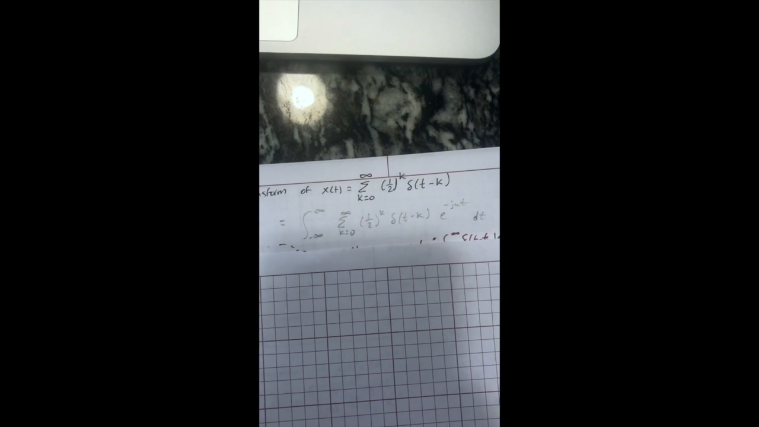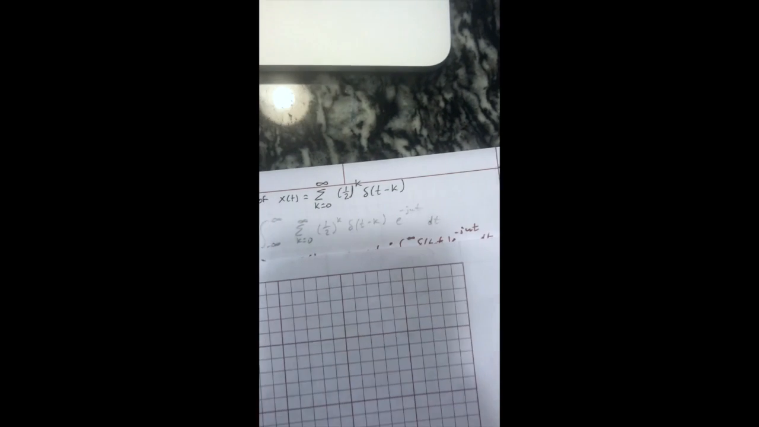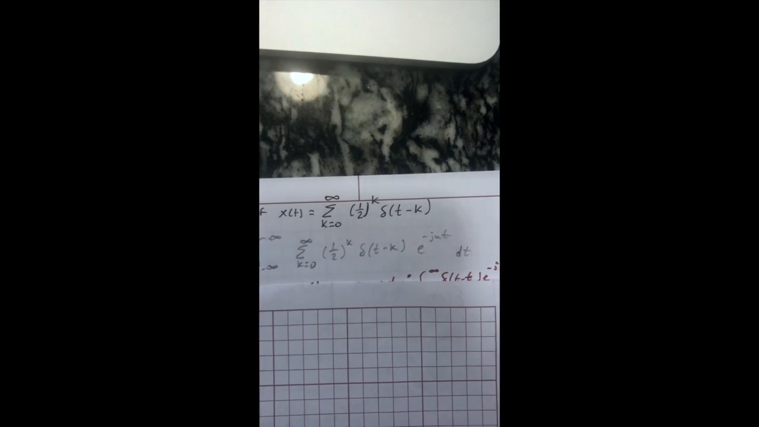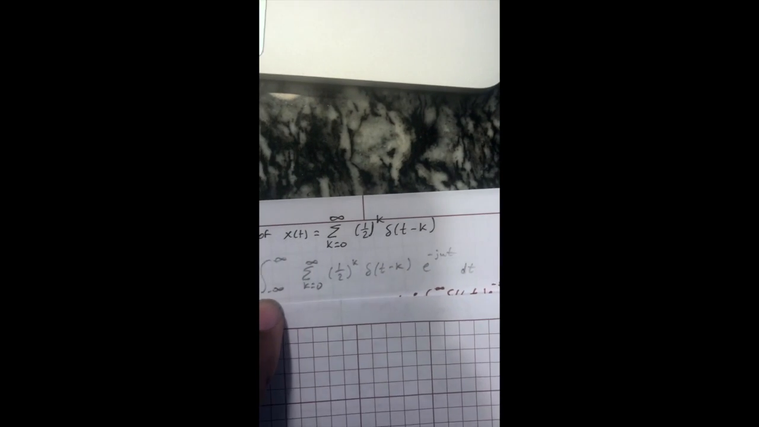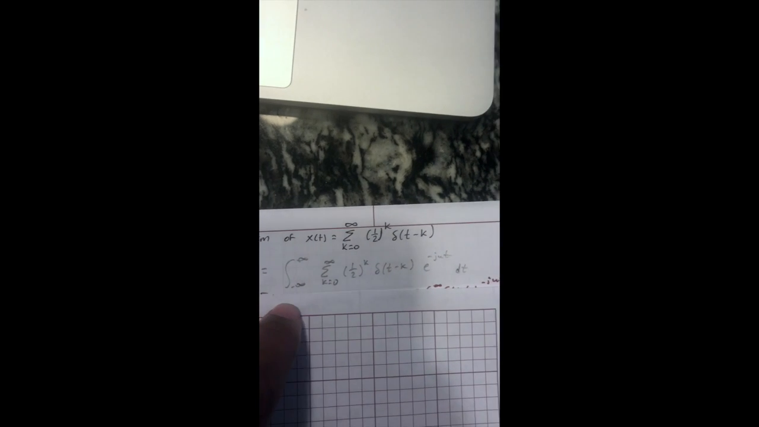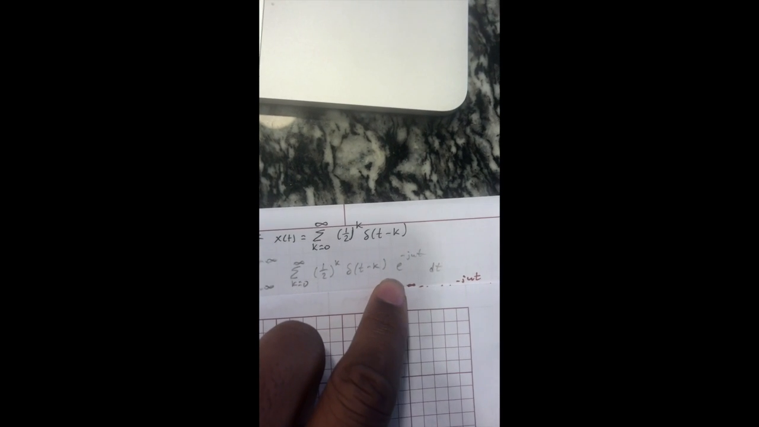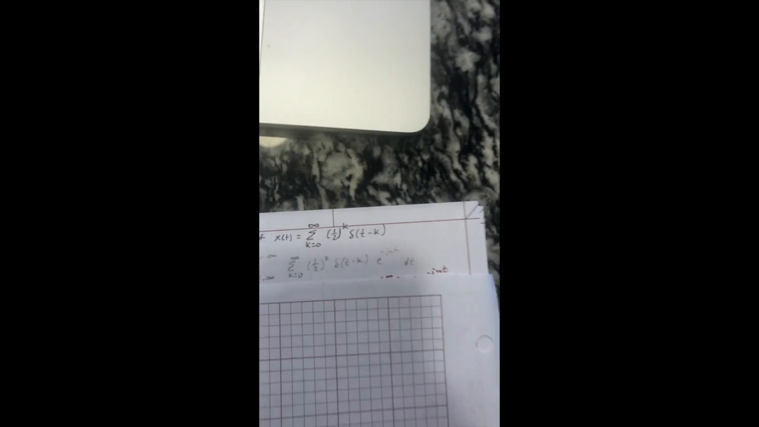But notice here that there's only one thing that depends on the t itself, which is just a delta. So you can pretty much remove the summation from k equals 0 to infinity of 1/2 to the k outside of the integral and evaluate the integral of delta of t minus k times e to the minus j omega t dt. So basically you're just going to implement that, and notice you're going to have to use a sifting property here.